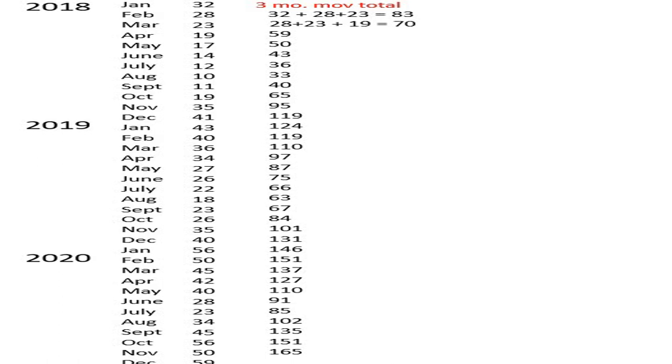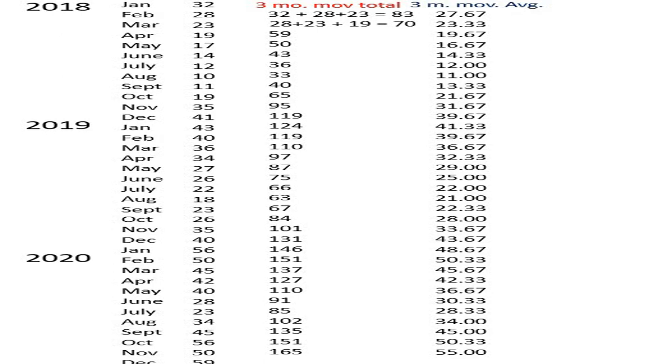Next step is to compute the 3-point moving average. The first 3 values are 83, 70 and 59, and the average of that is 27.67, which is basically the average of 32, 28 and 23.